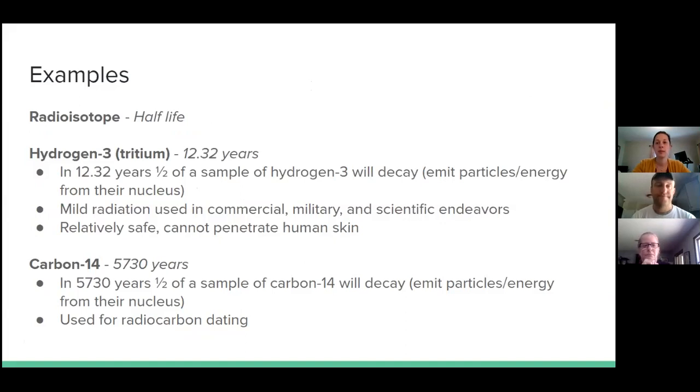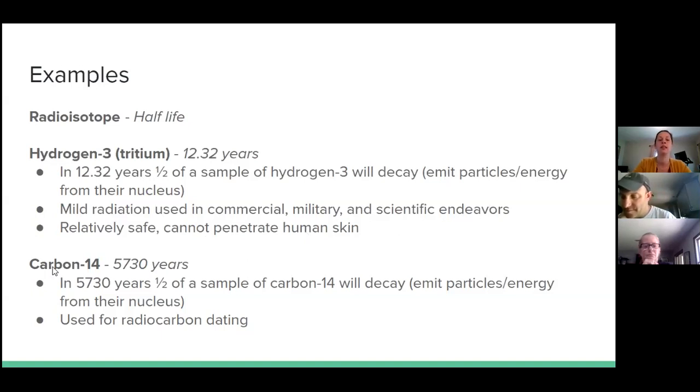So, a couple examples of radioisotopes and how long their half-lives are. First, we have hydrogen-3. It's 12.32 years. So every 12.32 years, the sample will decay in half. And that would be emission of particles or energy from the nucleus. This is a mild radiation. It's used for commercial, military, and different scientific endeavors. Pretty safe because it cannot penetrate the human skin.